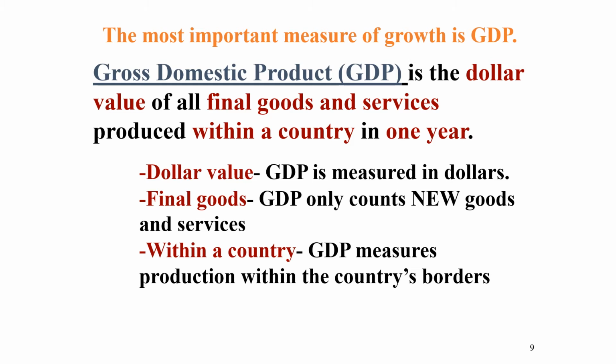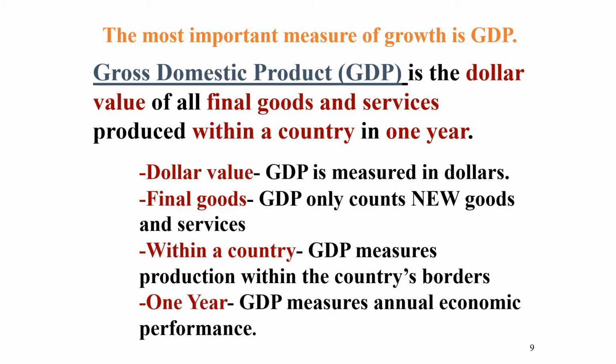And within a country means it's within our borders, okay? So we have a Coca-Cola plant in Mexico, and it produces Coca-Cola. That's not going to count. Even though Coke is a U.S. company, Mexican Coca-Cola is not going to be counted in our GDP. And 1 year, so it only counts for the year that it was produced, not previous years and not following years.